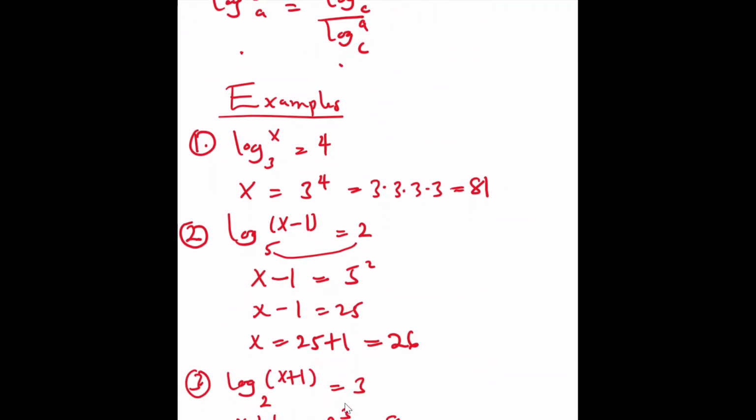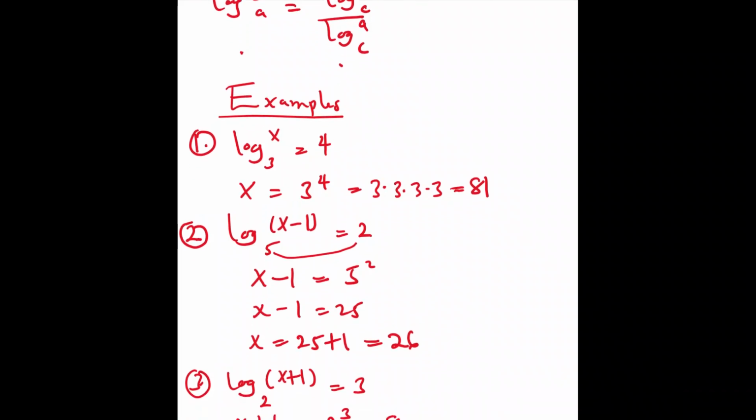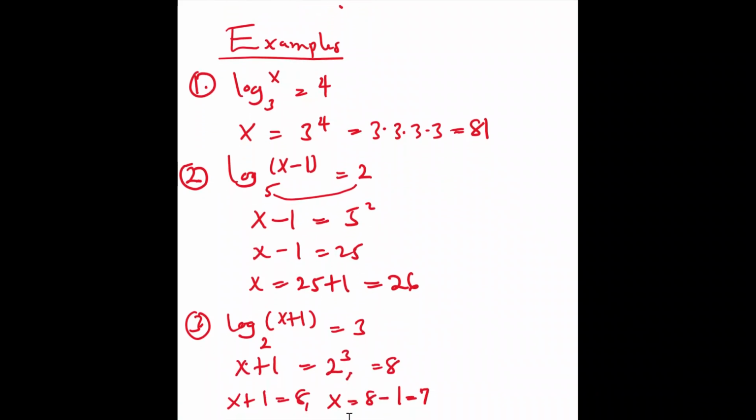Example 3: log (x plus 1) base 2 equals 3. We can write it as x plus 1 equals 2 raised to the power 3, and 2 raised to the power 3 is 8. So x plus 1 equals 8, and x equals 8 minus 1, which gives us 7.